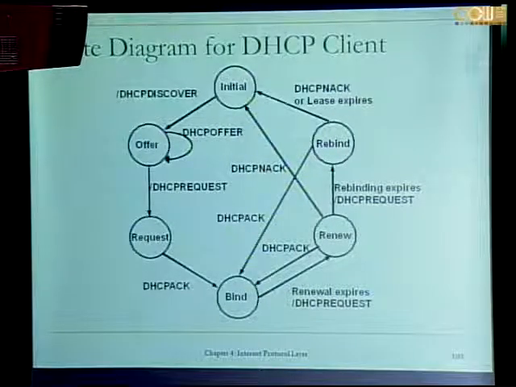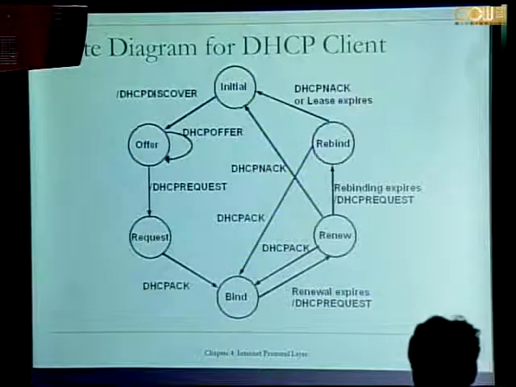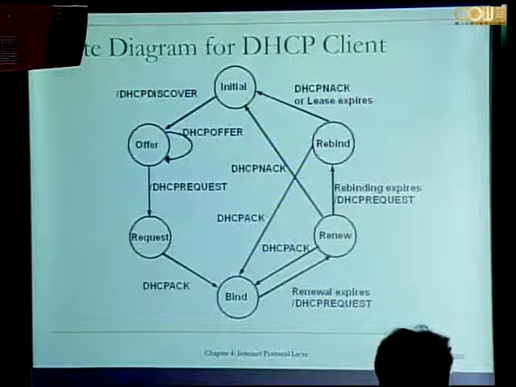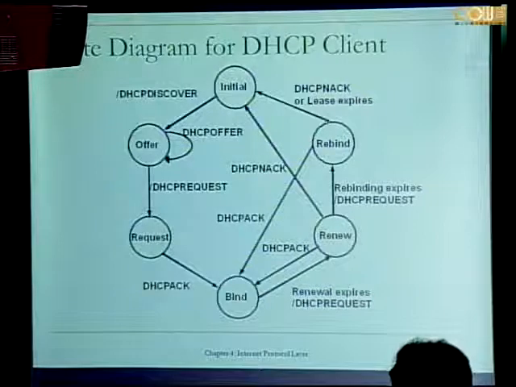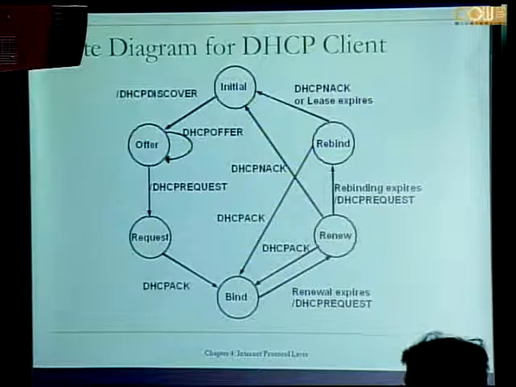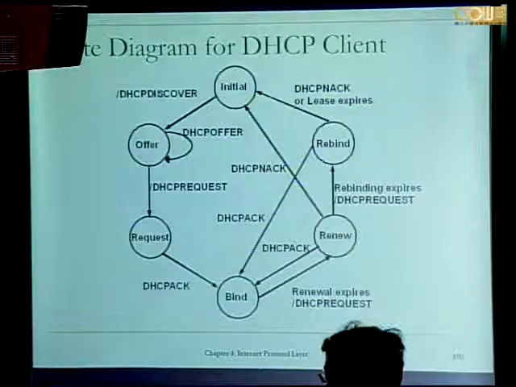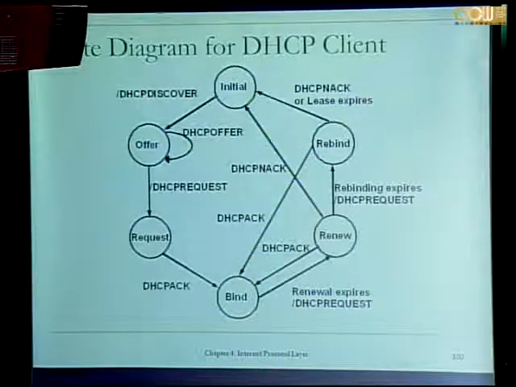So first of all, I need to find out the DHCP server by broadcasting the DHCP discover. And once I got it, I talk with the DHCP server, send a request, and then I got the ACK. Within the ACK, I got my IP address and other configuration. Now I lease the IP address, but I need to renew the contract periodically, otherwise it would expire.